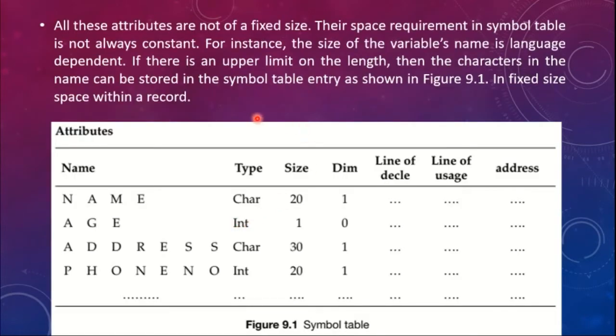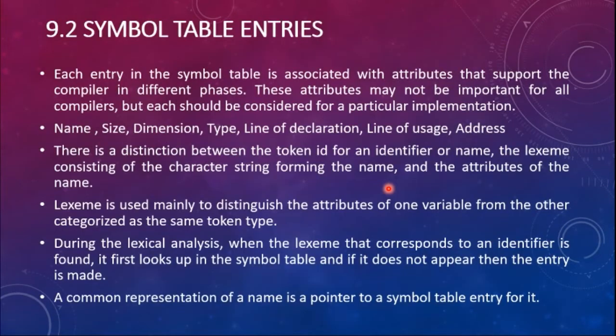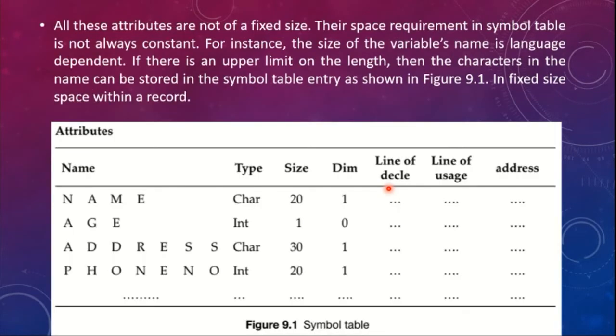For example, consider some attributes like name, age, address and phone number. The attribute entries that can be added into the symbol table are the type of that particular variable or token name, the size of that token, the dimensions of that token, the line of declaration, the line of usage, and their address. This type of information can be maintained in the symbol table.